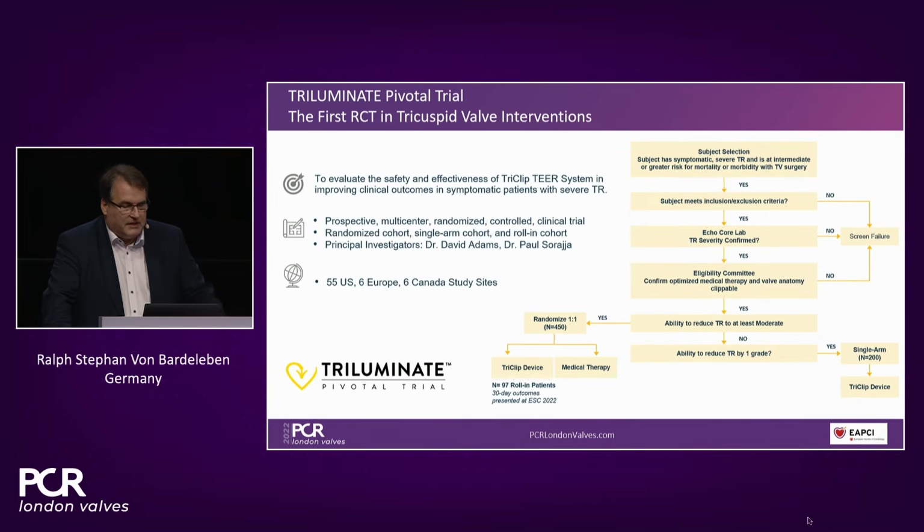If we look into these first randomized trials, we now get the results of the TRILUMINATE pivotal trial, possibly next year with full enrollment.